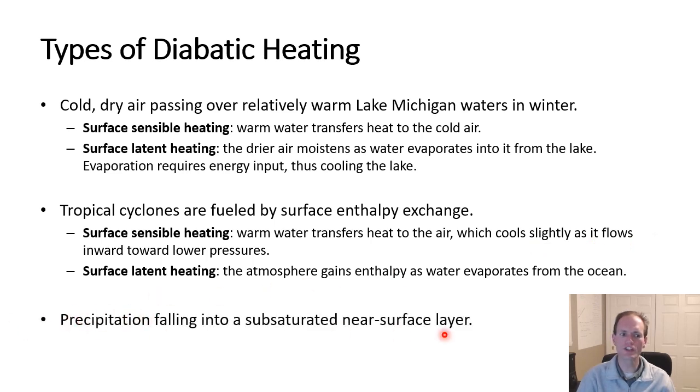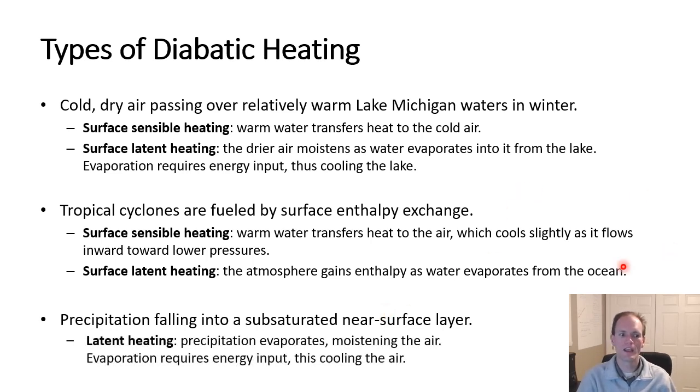We can also consider precipitation falling into a subsaturated near-surface layer. We see this a lot with the onset of snow or rain around here, but you can see it in the tropics as well. So you've got liquid or solid water substance in the middle to upper troposphere that is falling down into something that is not fully saturated closer to the surface. Here we have predominantly latent heating. And note that we've taken away the prefix of surface in this case because it's not happening just at the surface. As this precipitation falls, let's assume that it's in liquid form. It's going to evaporate and help to moisten that air.